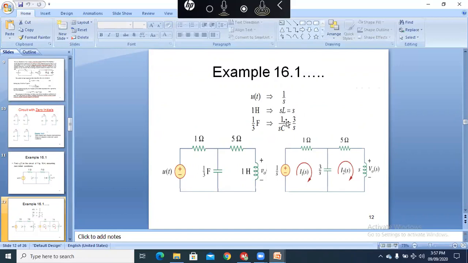So it is s, and 1 by sC, where C is 1 by 3, is 3 by s. So you can see here that u of t is 1 by s. This 1 Henry is transformed to s, and this 1 by 3 farad is equal to 3 by s, and we replace it by 3 by s. Now we apply mesh analysis for mesh I1 of s and mesh I2 of s.